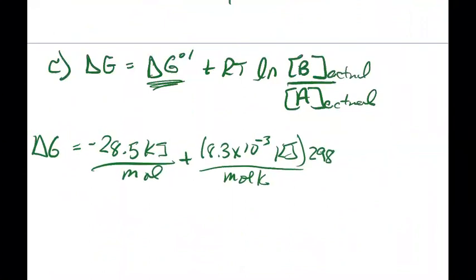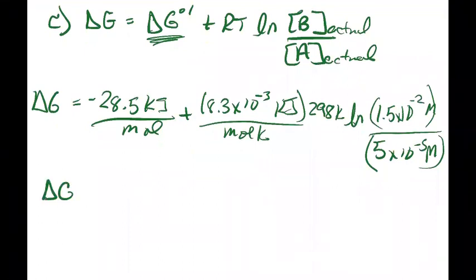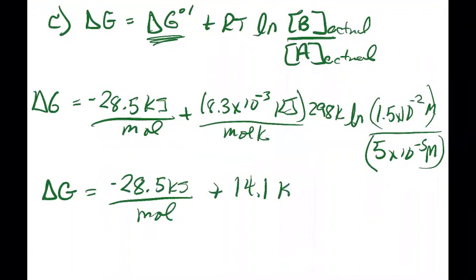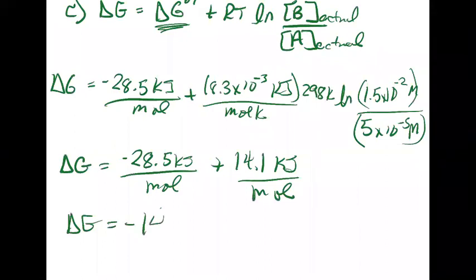298 Kelvin times ln of 1.5 times 10 to the minus 2 molar over 5 times 10 to the minus 5 molar. I just converted those to scientific notation because I like to do that, but you don't have to. Just make sure your units are correct: if one's in millimolar, the other's in millimolar. Negative 28.5 kilojoules per mole plus all of the rest of the stuff, which you should have gotten as 14.1 kilojoules per mole. And so you should get a delta G value that is negative 14.4 kilojoules per mole. And that's it.